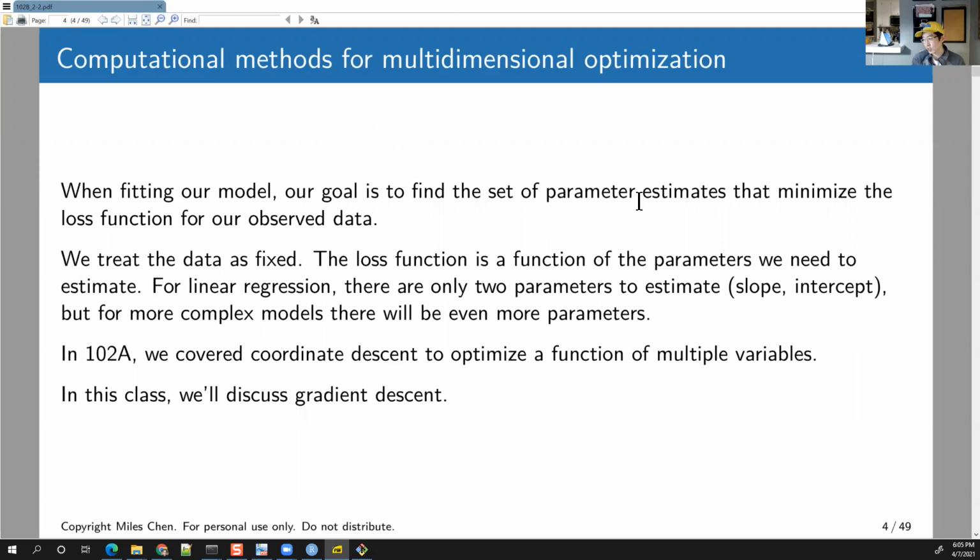And so we're going to treat the data as fixed. In this case, we only have two parameters, right? But if you've got a more complex model, so I think next week we'll take a look at very simple neural networks. Even with a very simple neural network, you might have something like 17 parameters to estimate or something like that. Okay, and so here we will look at gradient descent.